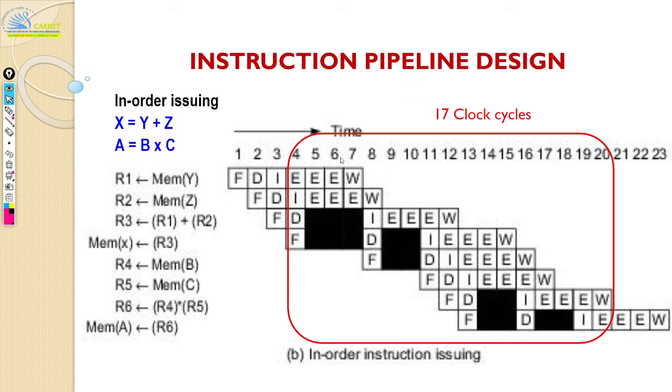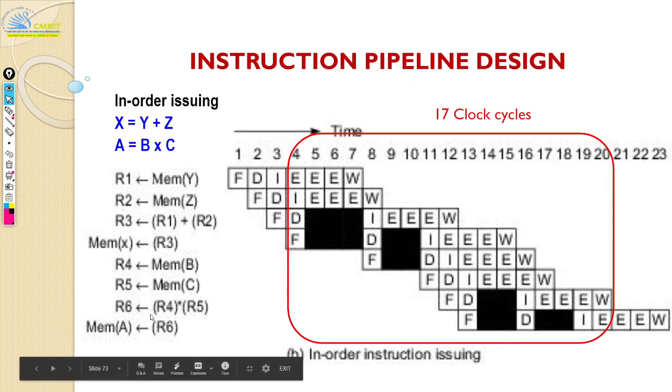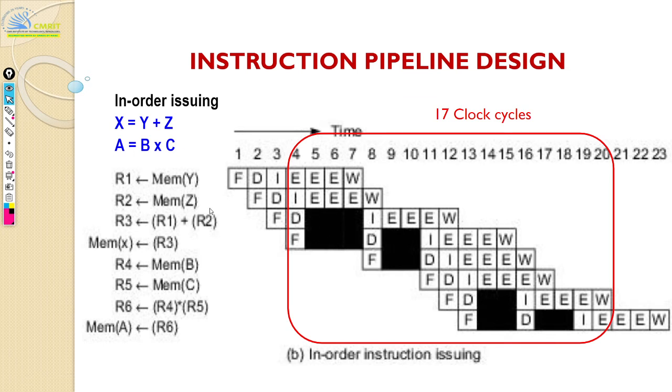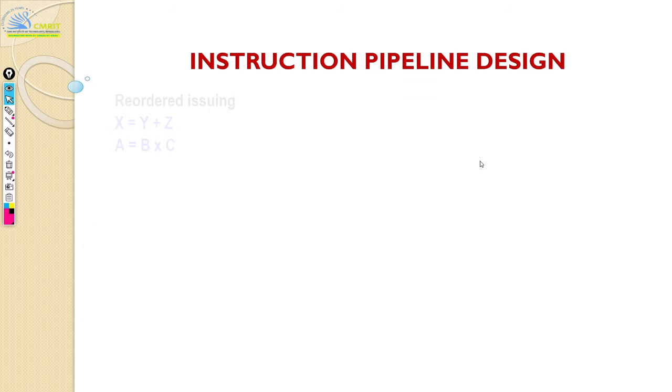Clear? So basically you're just issuing it in order, in the same program order. By that, you will have to incur some stalls because of some dependencies. You have to wait for the data to be available. After that, you can issue and then execute, and because of this you will have stalls, and you're getting this clock cycle count. So now let us take a scenario where you can do a reordered issue.